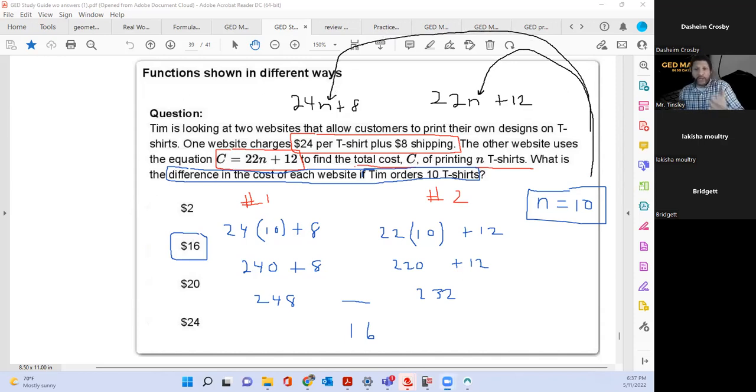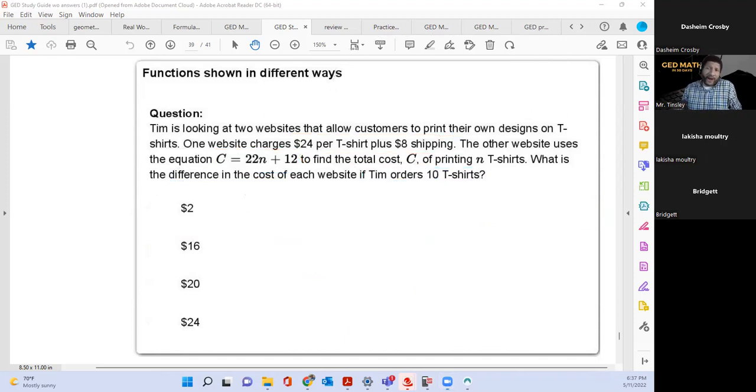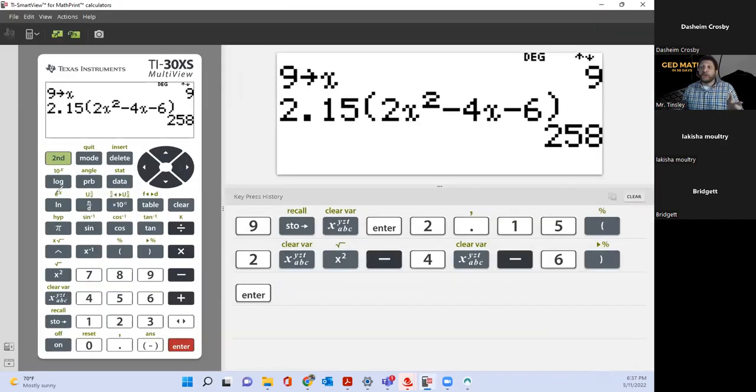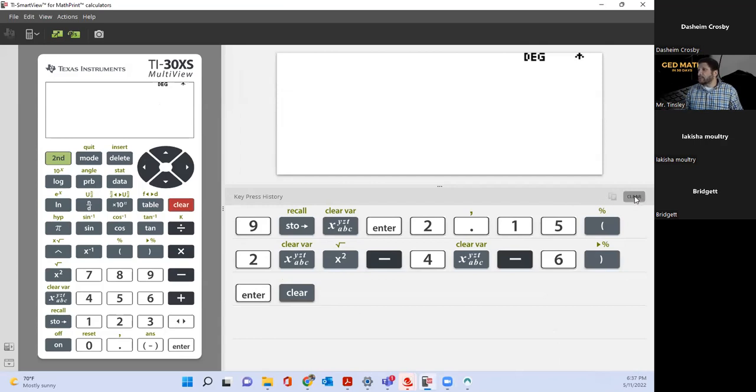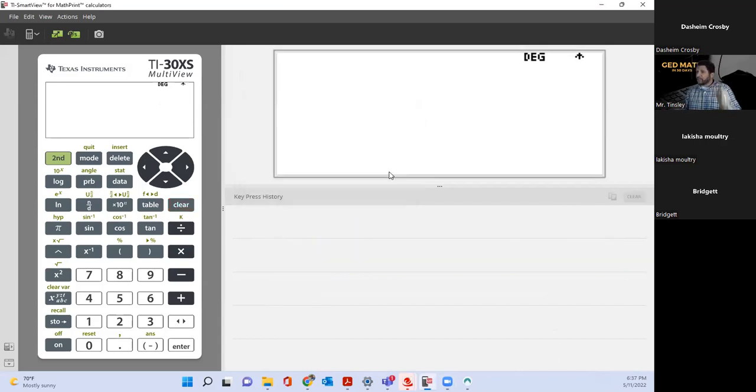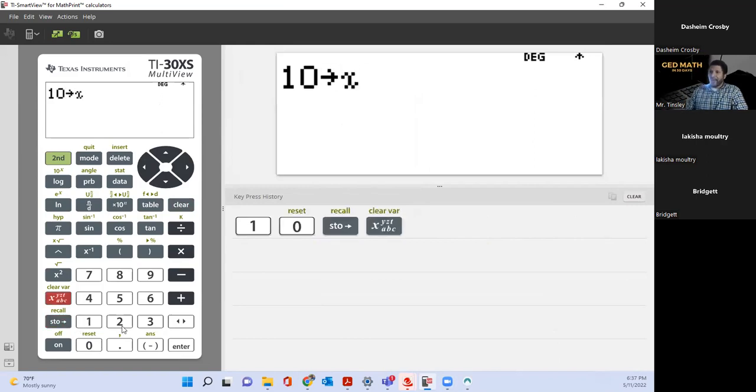So you can also use the calculator. How, Mr. Tinsley? The calculator doesn't have N. You're 100% right. You don't need to have N. We can use any variable we want, as long as you know what it stands for. Watch this. And this is why I'm telling you, you need to practice with this ebook. Watch this. 10 store X. Hold on, Mr. Tinsley, it was N. Right. But a variable can be anything you want, as long as you know X stands for t-shirts.